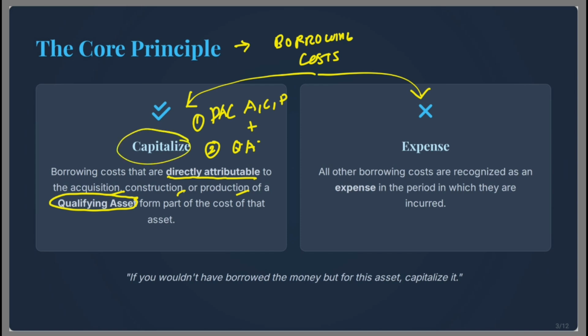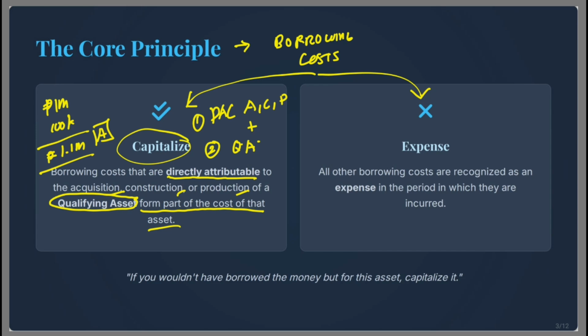What does capitalized mean? It only means that the borrowing cost, the interest expense, would form part of the cost of that asset. So let's say you have a building amounting to 1 million in terms of your materials. Then you have 100,000 of interest expense. The cost of the building is 1.1 million. So that is the capitalization of cost. This 1.1 million will appear on your balance sheet as an asset, which forms part of your qualifying asset.